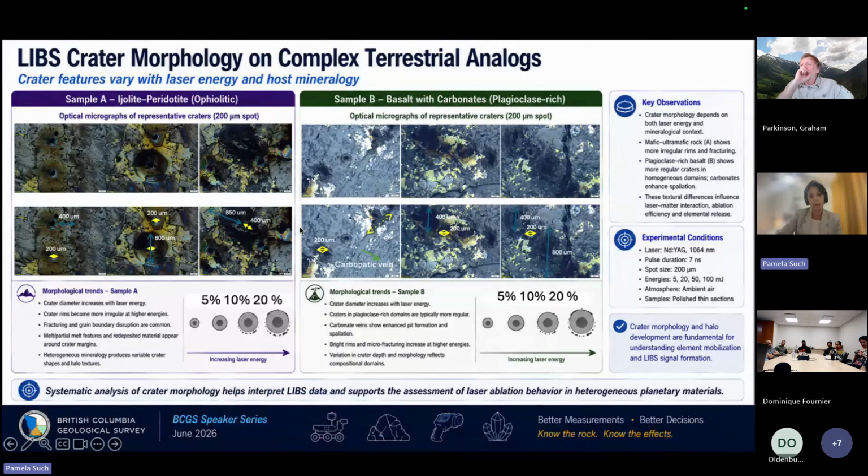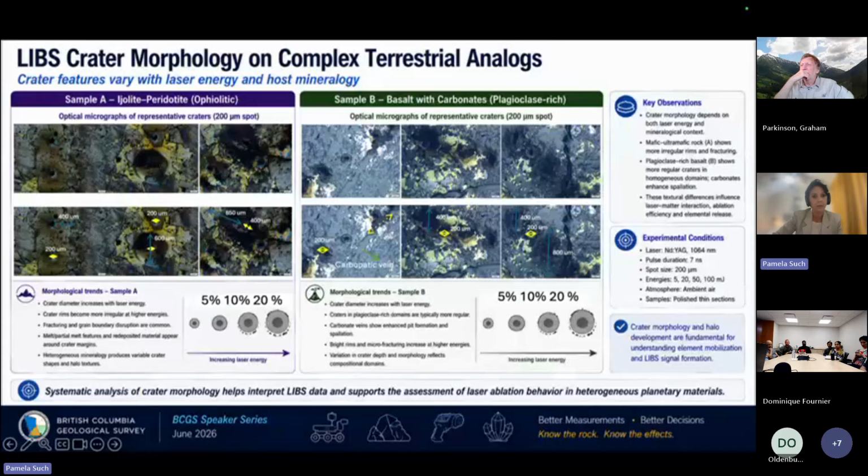What we observed during the optical petrographic study of the laser impact craters is that for 5%, we have a crater diameter of 200 microns, but the halo, the alteration area observable around the crater, was 400 microns. But when we went to 10% of laser power, we observed the same crater diameter, because the diameter of the laser didn't change, but the alteration halo was up to 600 microns.